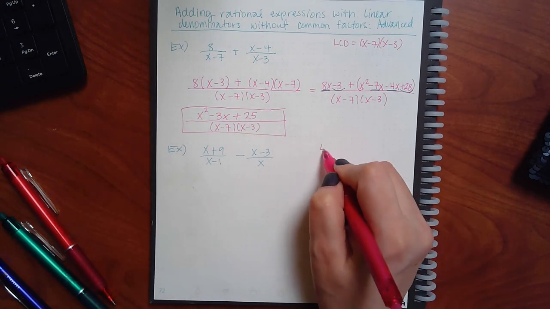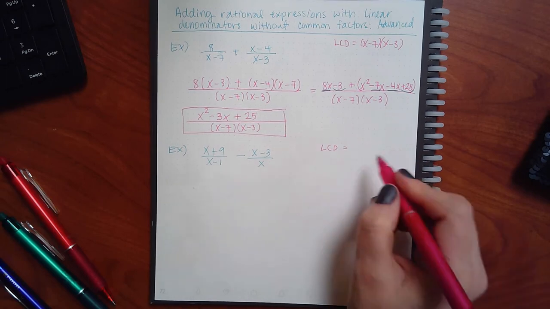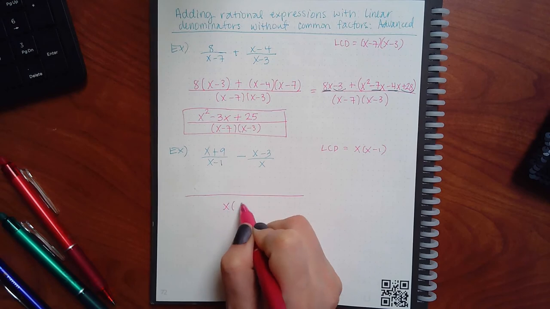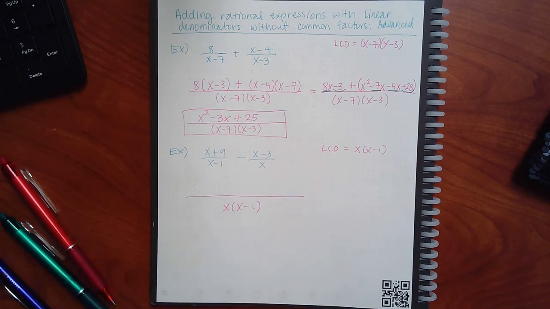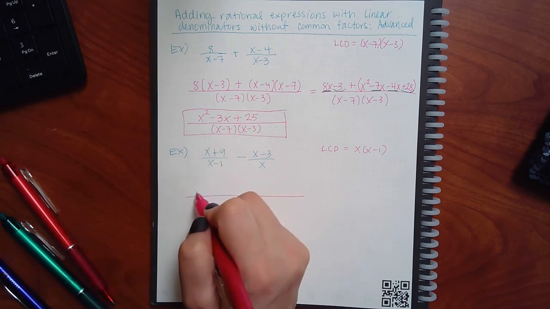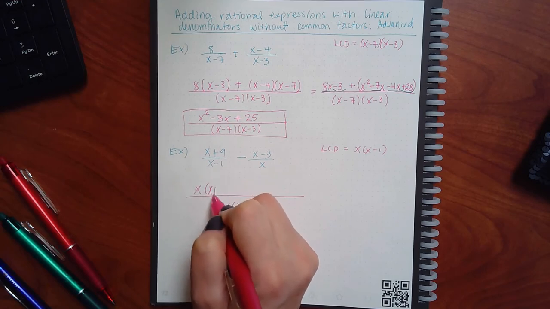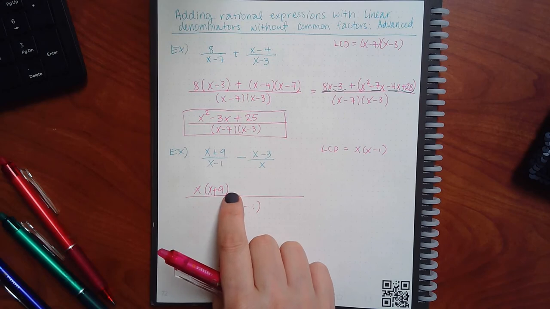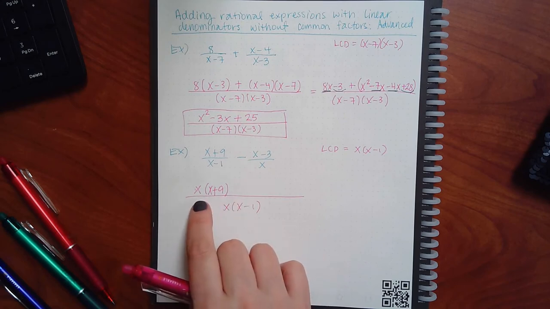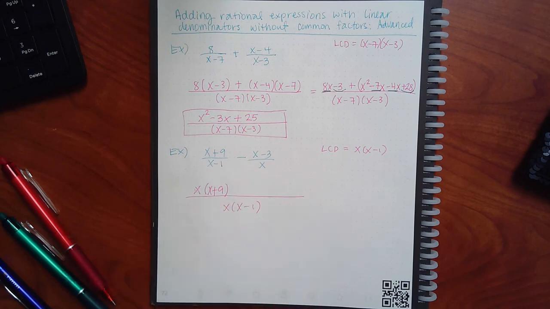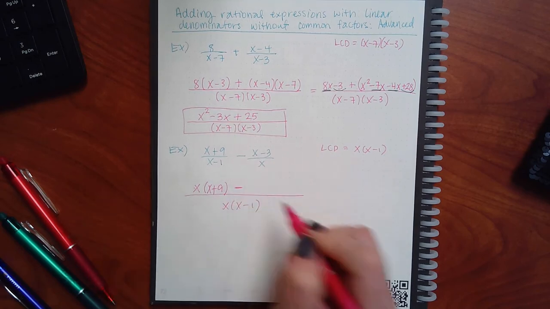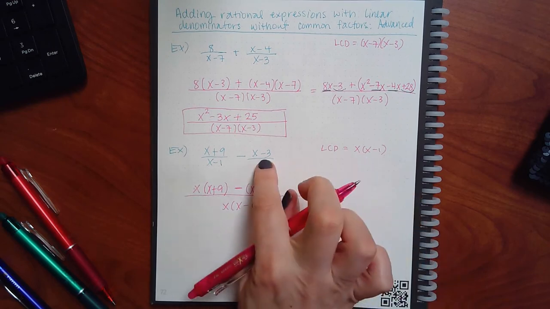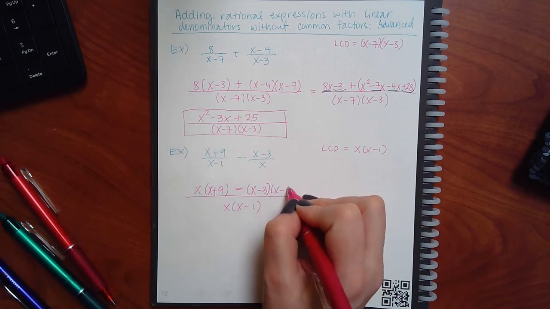And here, what is the LCD? x and x minus 1. So I know they're both going to have x and x minus 1 at the bottom, right? Yep. This one is missing the x. So I'm going to take the x and multiply it by that. I could have put the x in the back, but when we're distributing, I like to see it in the front, so I put it in the front. It doesn't matter. The minus sign, though, is stuck. And then I have x minus 3 times the other guy I'm missing, which is x minus 1.